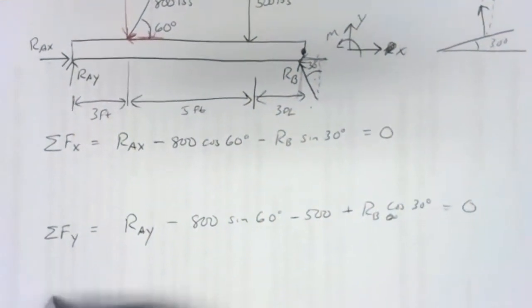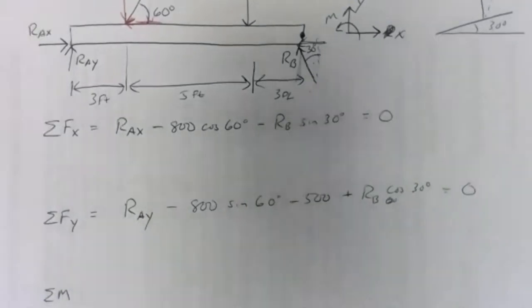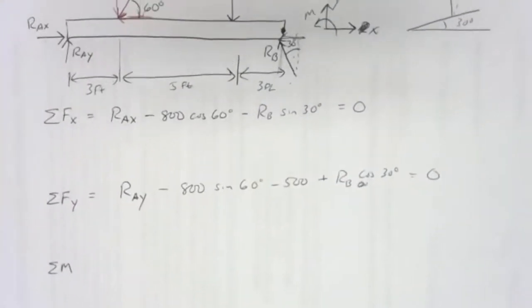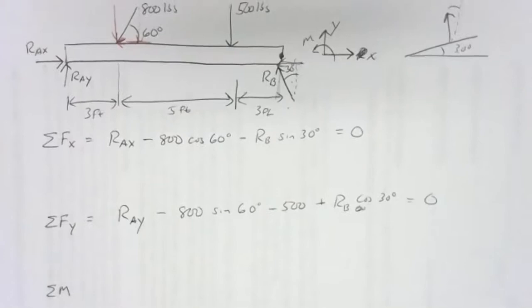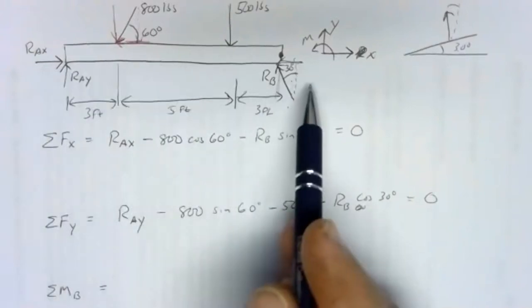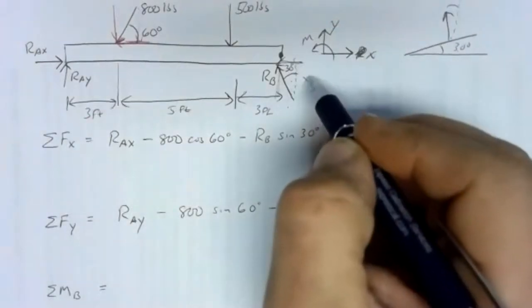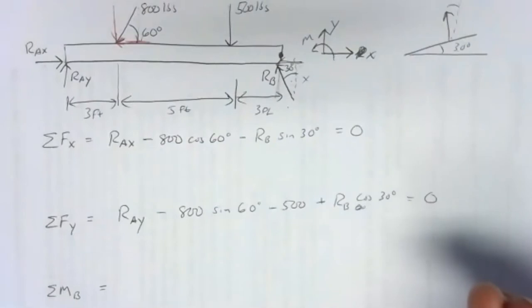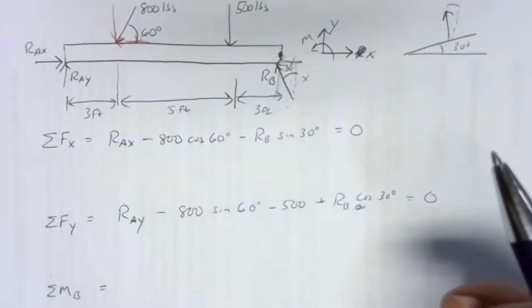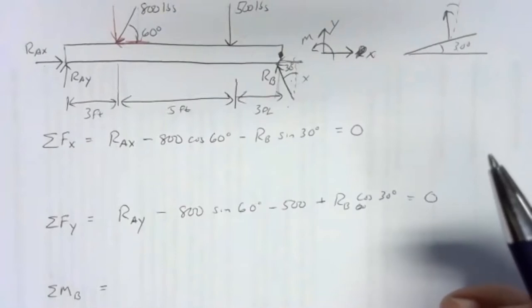So I'm going to take my sum of moments about point B. My sum of moments about point B, I'm going to try to keep it all on the display here. So we have to look at what's going to have a moment. Well, everything about the reaction force at B is out. Doesn't matter whether it's horizontal or vertical, it's pushing on the pivot point, so it doesn't have a moment.